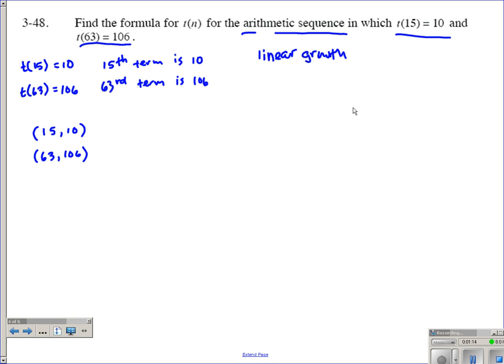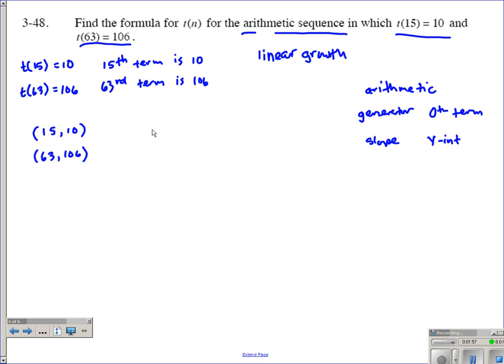So when we deal with arithmetic sequences, remember there's 2 things we need to find. We need to find the generator, and we need to find the 0th term. Well, these 2 things have a lot in common with our linear functions, because our generator is the same thing as our slope, and the 0th term is the same thing that we call our y-intercept.